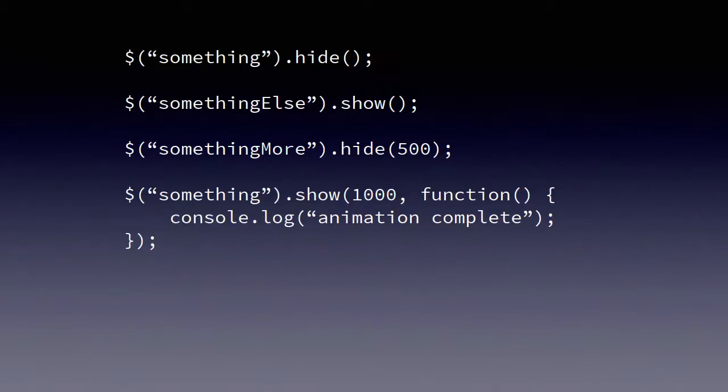And the code is pretty darn simple. You find something and you hide it. That's it. You find something else and you show it. If you want to change the duration of how something hides or shows, you simply pass a number that represents the amount of milliseconds. jQuery, in this case, will make that thing hidden over 500 milliseconds. Now also, if you want to do something when the animation is done, all you do is provide a callback. In this case, I'm saying when you're done showing, log to the console that the animation is complete.